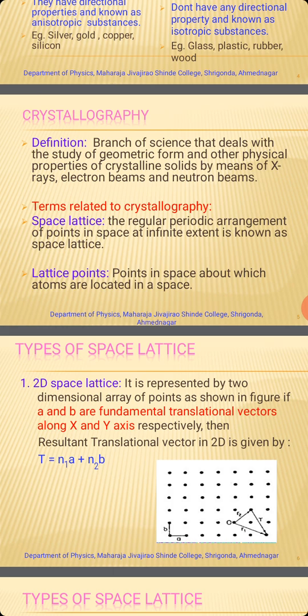Lattice points. Suppose I want to have a crystal structure of copper. Then in order to have a crystal structure of copper, I should place copper atoms at regular intervals, and the points where the copper atoms are located are called lattice points. That is, lattice points are nothing but points in space about which atoms are located.